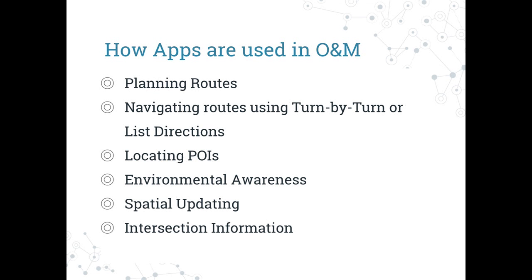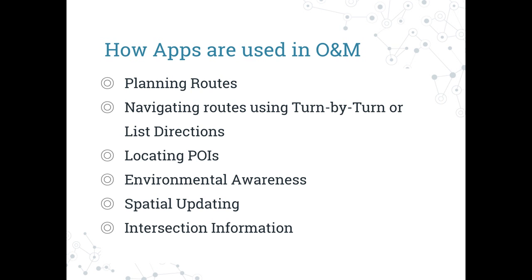So, how are apps used in O&M? Obviously, there's a lot of different ways apps can be used for people who are visually impaired, but the ways in O&M are pretty specific. So, the first is planning routes in a new or unfamiliar area, or maybe planning an alternate route in an area that's already been traveled. It can be very important to know ahead of time what route you'll be traveling to a destination, so apps are extremely helpful for this task.